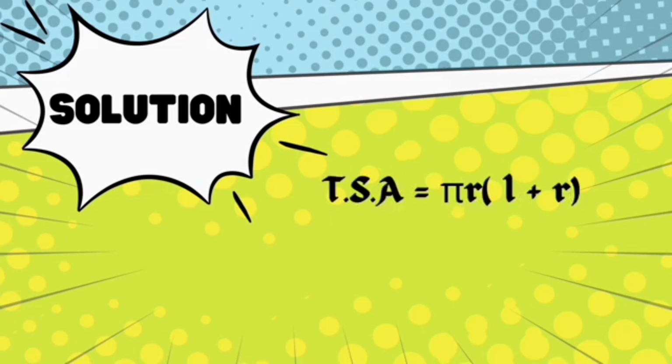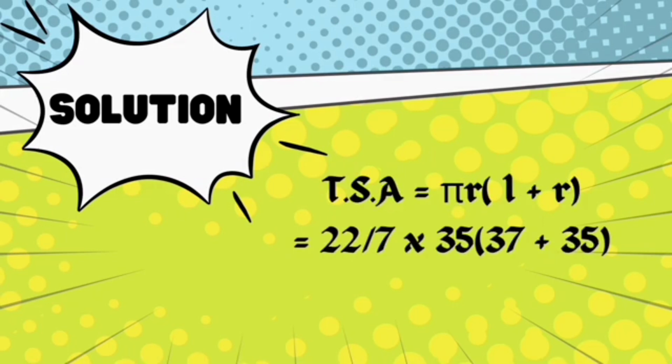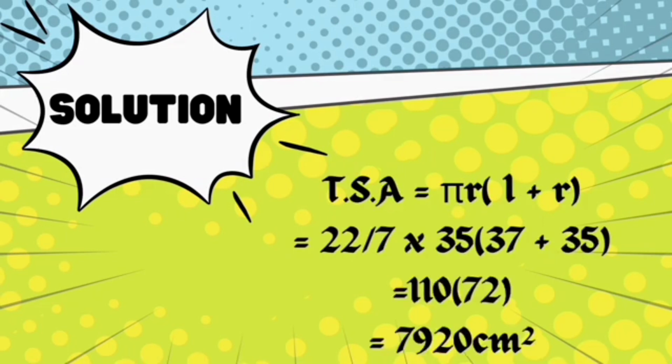Also from the solution, the total surface area of a cone is pi times the base radius times the sum of the slant height and the base radius. This gives 7920 centimeters squared.